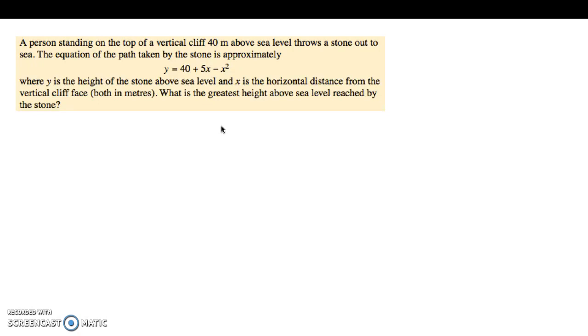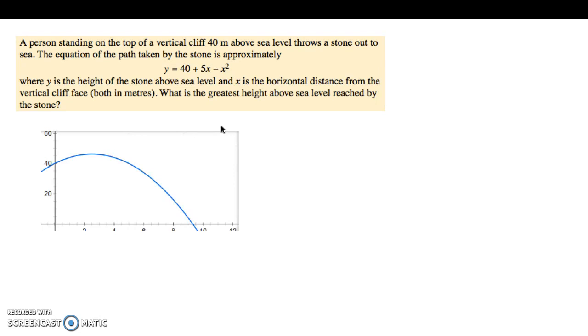So for this particular example, we've got someone standing on a cliff 40 meters above the sea level. They throw a stone. The equation of the stone traveling is y equals 40 plus 5x minus x squared. They tell us that the height of the stone above sea level is y, and x is the horizontal distance, both in meters. So what do they want? They want to know the maximum height above the sea level. So they say greatest, we interpret that as maximum. So this is one of those opportunities for us to actually explore where the maximum is.